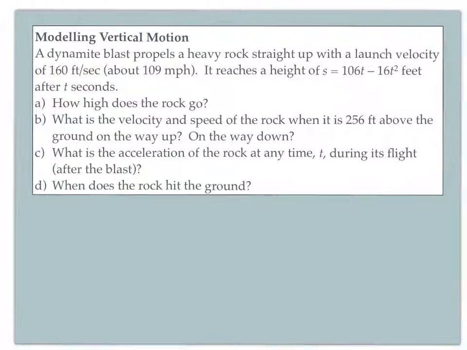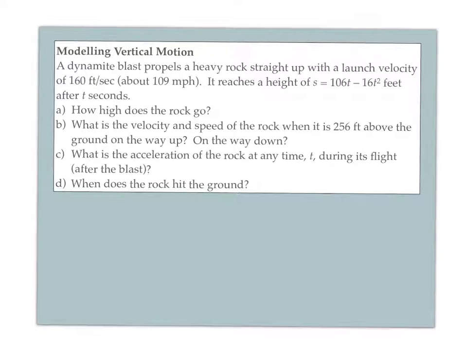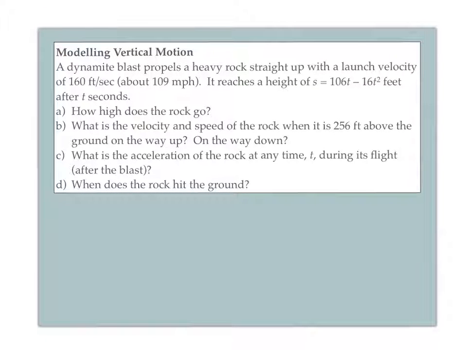So let's do one question involving velocity. A dynamite blast propels a heavy rock straight up with a launch velocity of 160 feet per second. It reaches a height of s equals 106t minus 16t squared feet after t seconds. So how high does the rock go? If you didn't have a calculator, let's just imagine a world where there's no calculator.